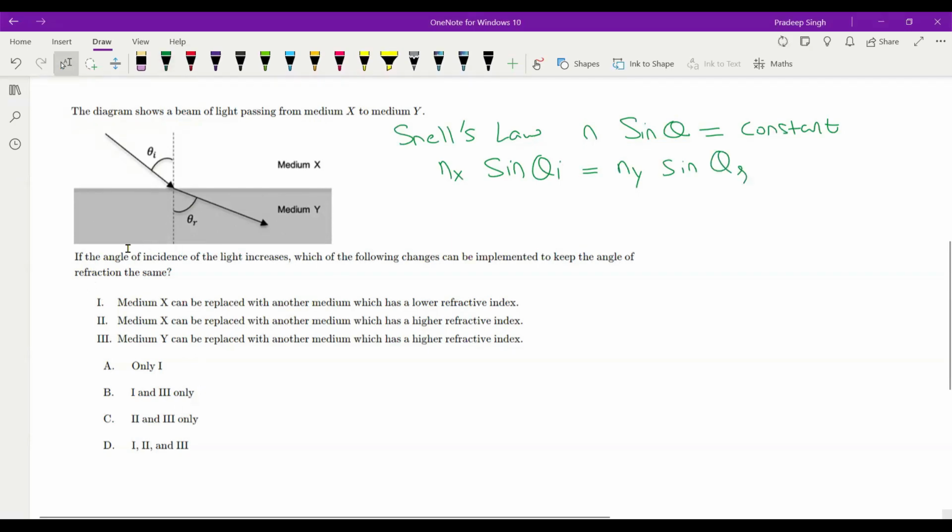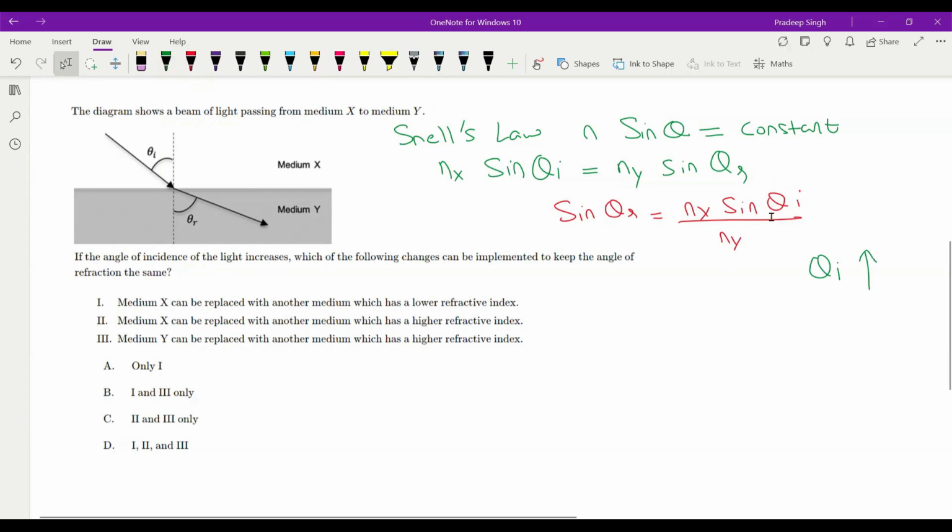Now in the question, it's given if the angle of incidence of light increases, which means theta I is increasing, which of the following changes can be implemented to keep the angle of refraction the same? Angle of refraction is theta r. So first of all, let us make sine theta r the subject to figure out on what parameters theta r depends. So if you make sine theta r the subject, we will write Nx sine theta I divided by Ny. It's given the angle of incidence of the light increases, which implies theta I is increasing. Now we want theta r to be the same.